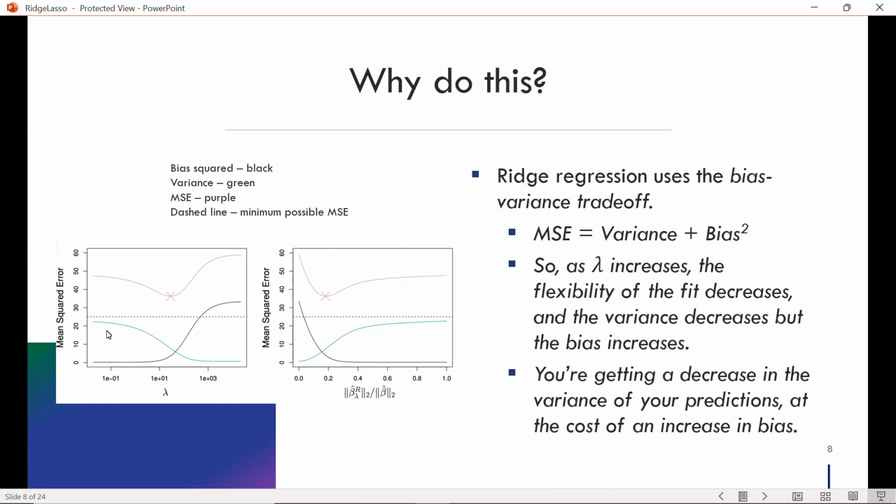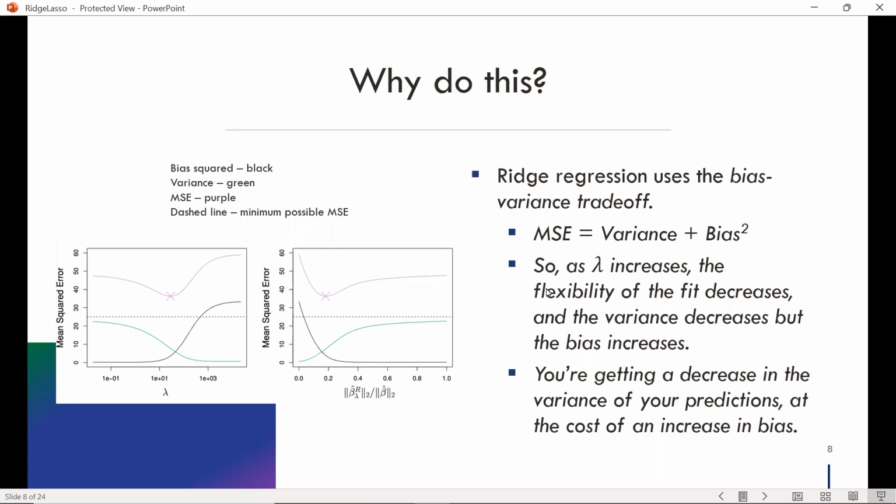So we have plotted the squared bias and the variance. The squared bias is this black line, and this green line is the variance. You notice when lambda increases, the bias goes up, and the variance goes down.